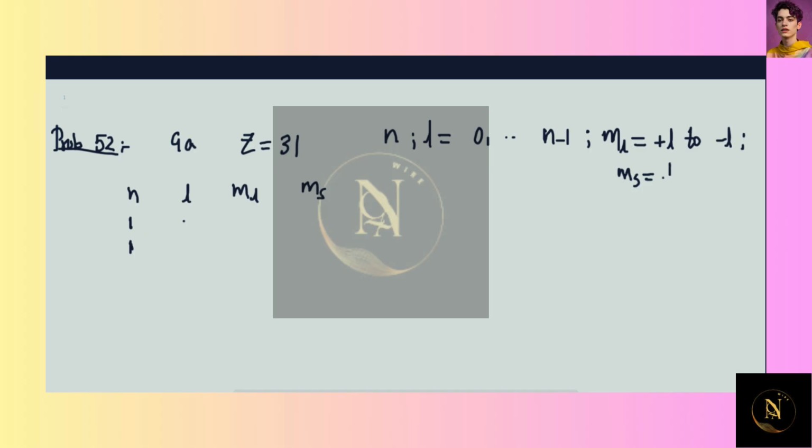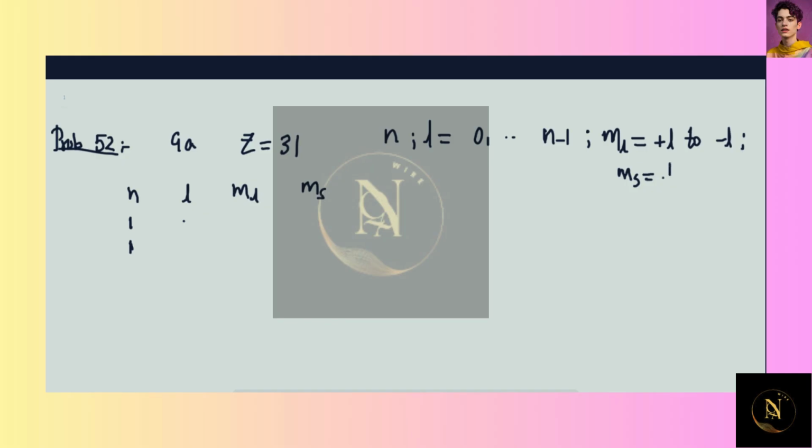So when n is 1, l can only be 0, which means that ml has to be 0, and ms can take two values, 1 half and minus 1 half. So two electrons are done. We have to write now for the remaining 29 electrons, which is a daunting task.